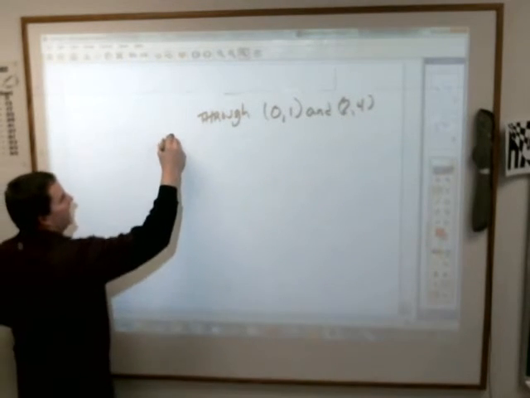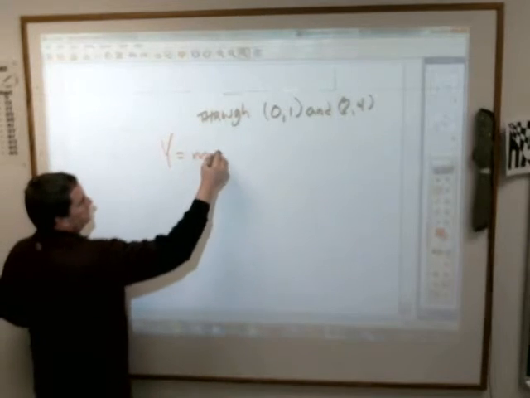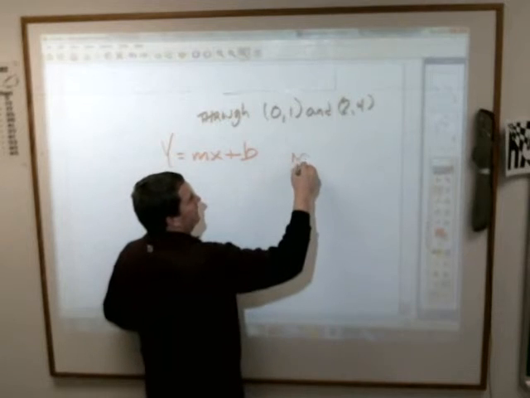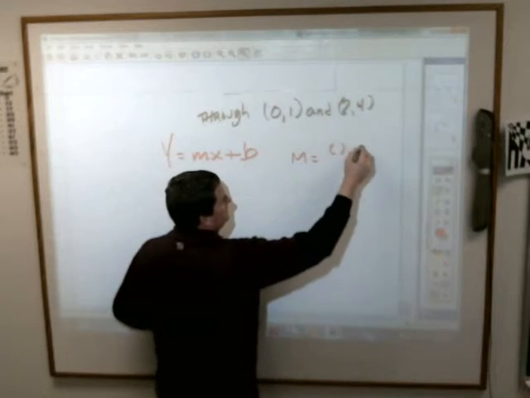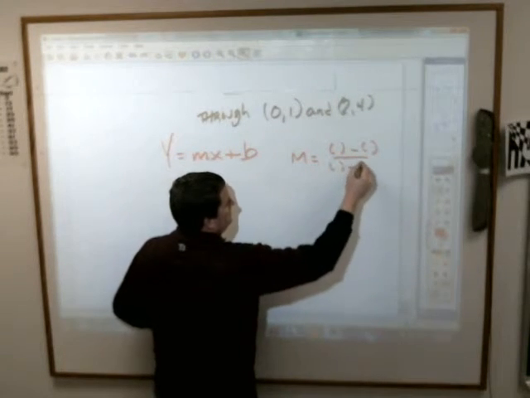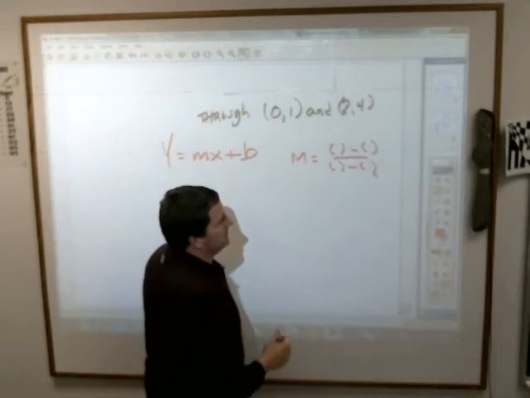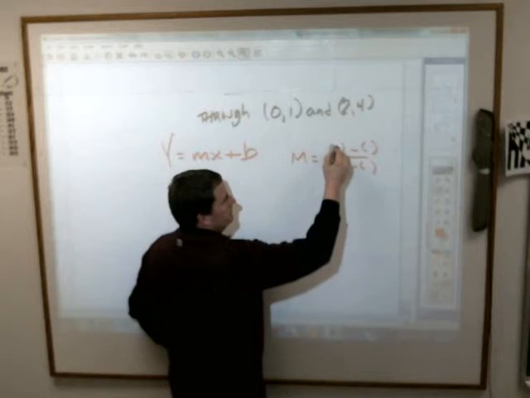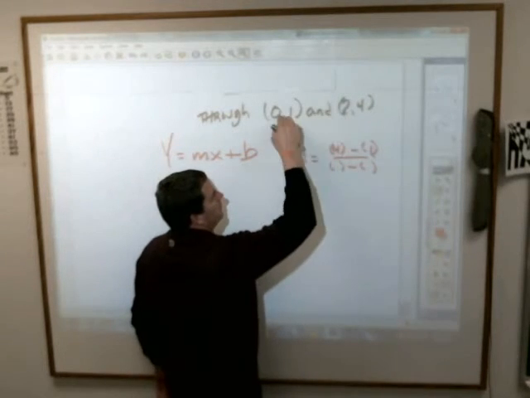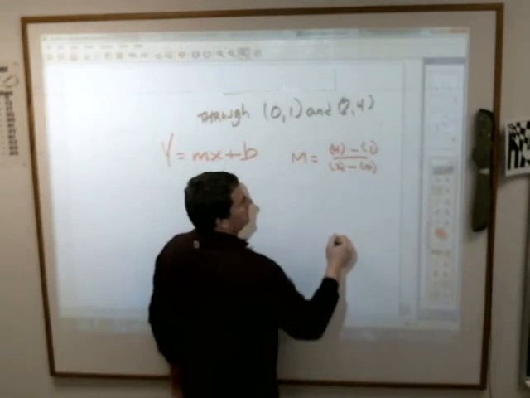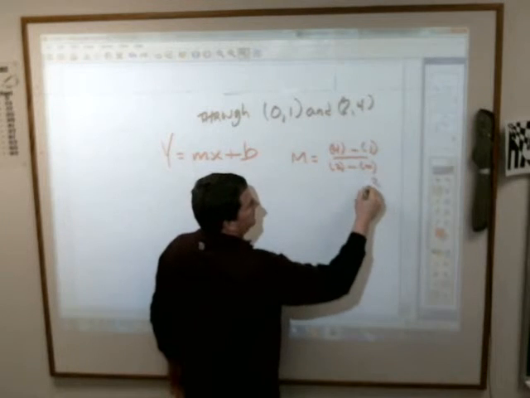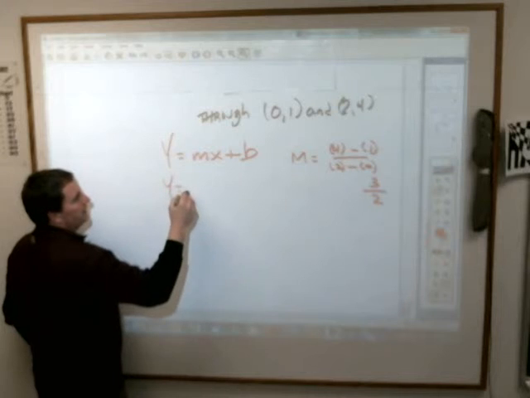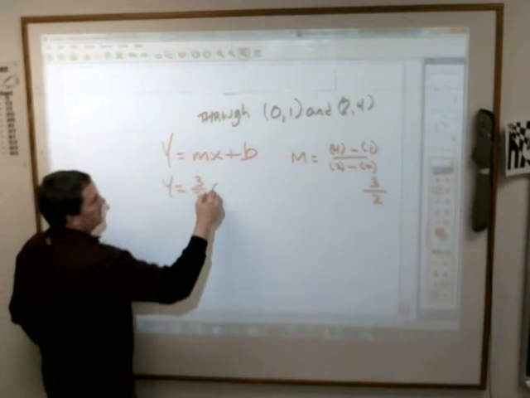Again, doing this big, I would start with y equals mx plus b. I would then again always write this down. And for consistency's sake, I always just use this as my 2's. 4 minus 1 and 2 minus 0. Okay, 4 minus 1 is 3, 2 minus 0 is 2, so my slope is 3 halves. y equals 3 halves x plus b.